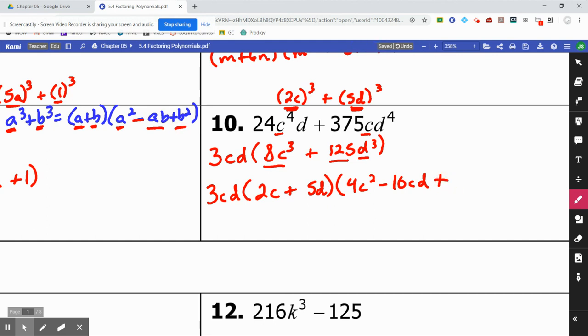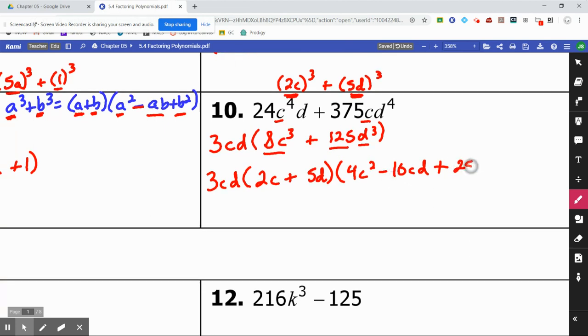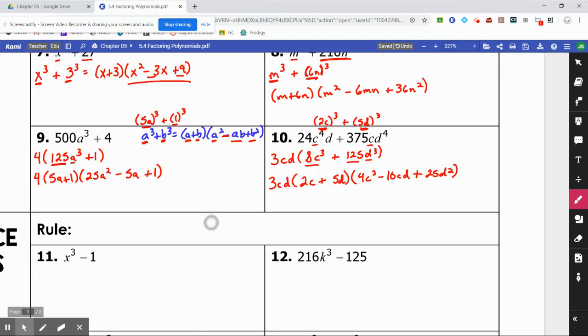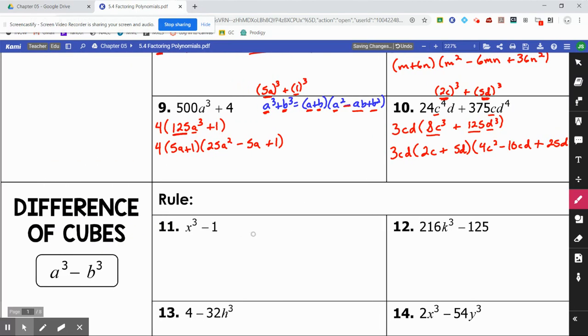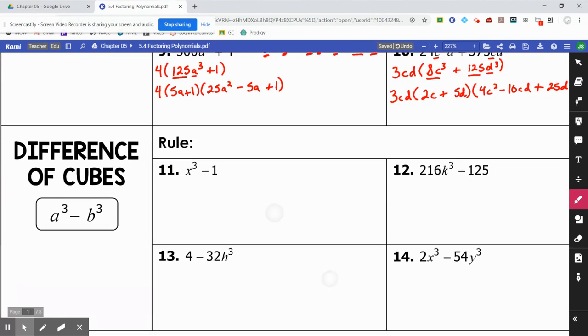Plus, B to the second would be this times itself, which would be 25D squared. And that's completely factored. Now, the next part is going to be very similar to that. Now we're dealing with difference of cubes. The sum or difference of cubes looks a whole lot like that formula.